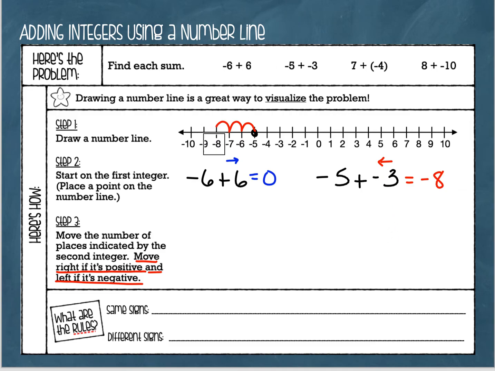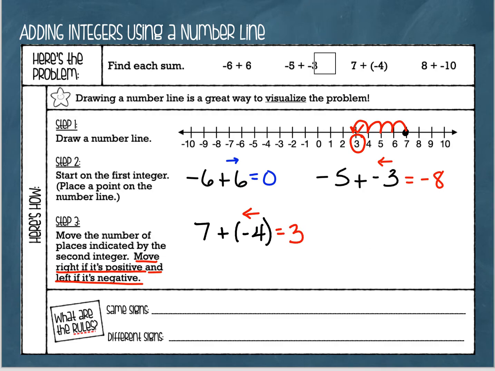Okay, moving on to our next example. Let me erase that. We've got a +7 plus a -4. So I'm going to put my starting point on my first integer, which is over here at +7. Now I'm adding a -4 to it. So that means we're going to be moving to the left. So from this +7, we're going to go 1, 2, 3, 4 to the left, and we end up right here at +3.